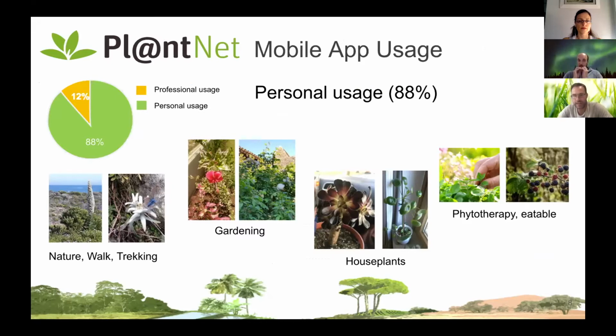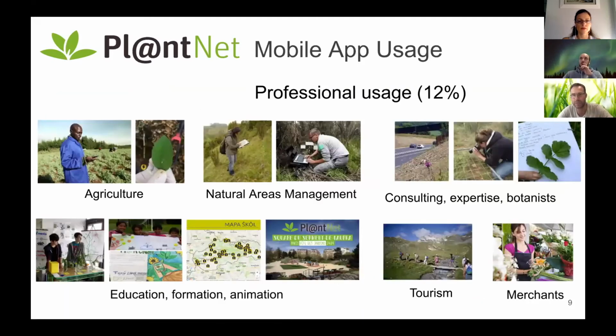So there are different types of usage. Some people just use it for their personal usage: in nature, during walking, trekking, or for gardening, or for houseplants, or for phytotherapy, or to identify edible plants. And we have around 12% of people that really use the application for professional usage. So for agriculture in particular, for natural area management, for consulting, and of course for education. We will talk about that a little bit more. But also for tourism or for florists, for instance.